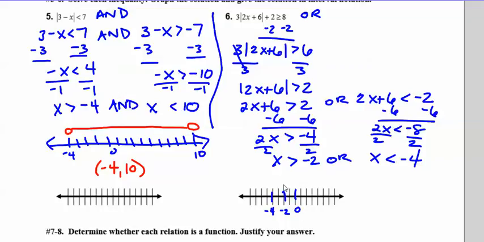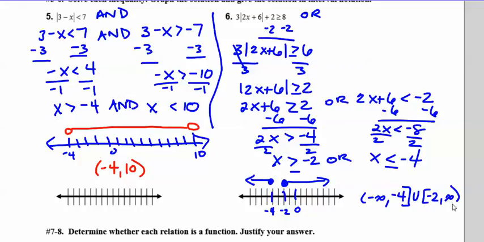So it is either greater than, or equal to. Now that I look back to the original problem, I see they all had equal to on them. So it's either greater than or equal to negative 2, or it's less than or equal to negative 4. So in interval notation, over here, this is negative infinity up to negative 4. We want to include negative 4, so that's the square bracket. And then we have starting at negative 2 and going to infinity.